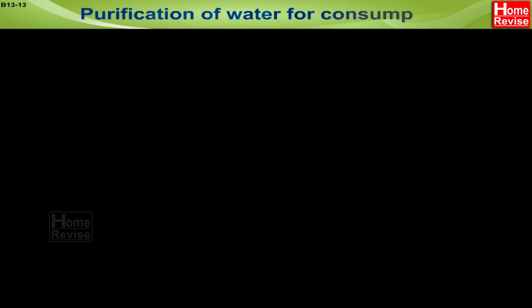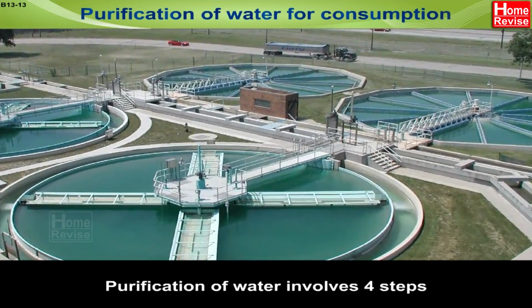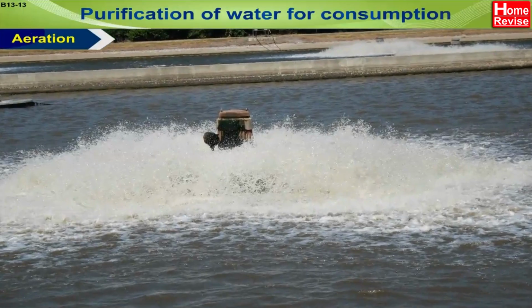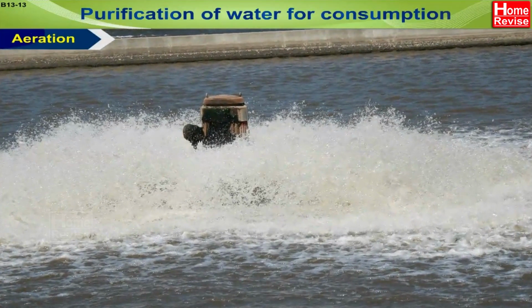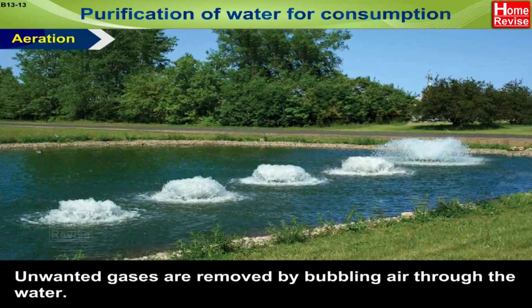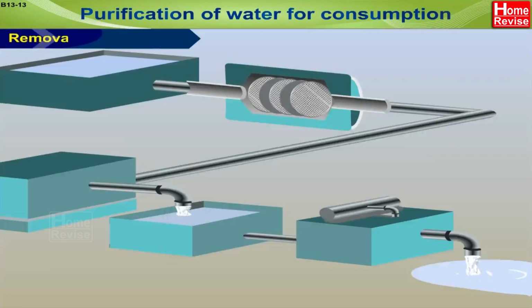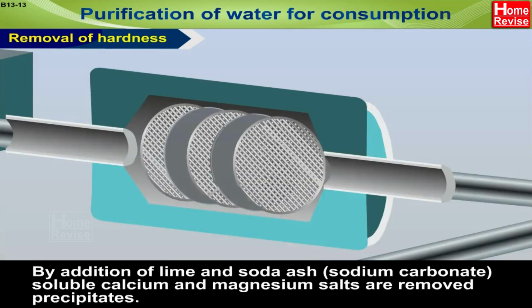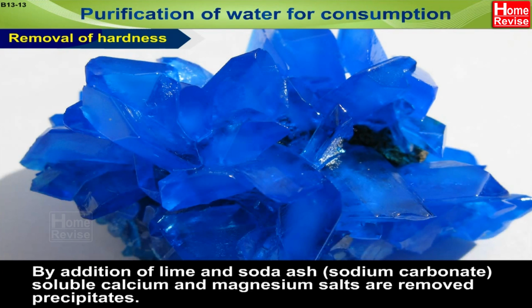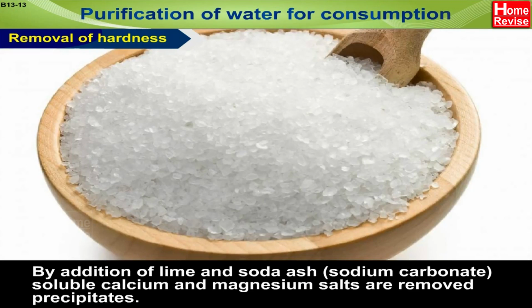Purification of water for consumption. Now students, purification of water involves 4 steps. Number 1 is aeration, in which unwanted gases are removed by bubbling air through the water. Second step is removal of hardness. By addition of lime and soda ash, which is sodium carbonate, soluble calcium and magnesium salts are removed as precipitate.